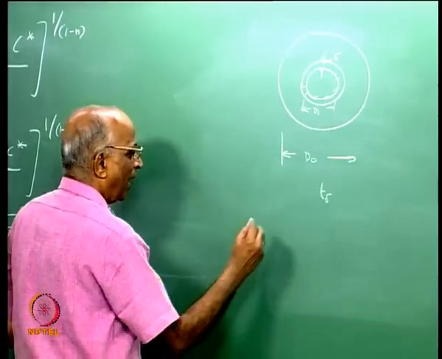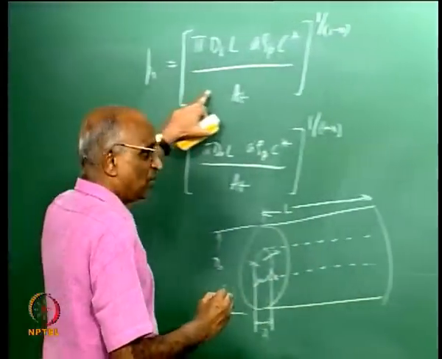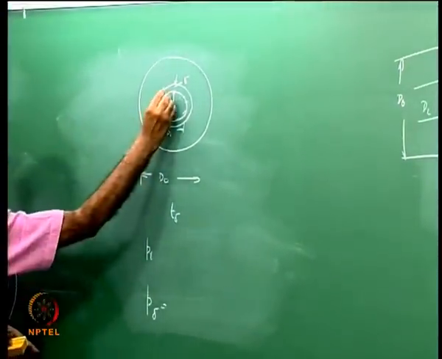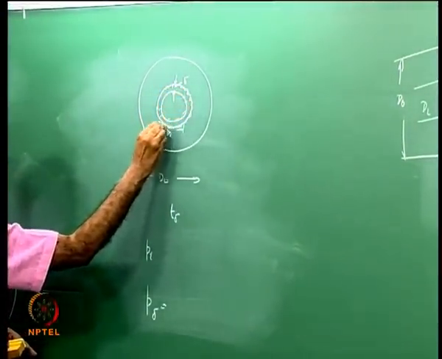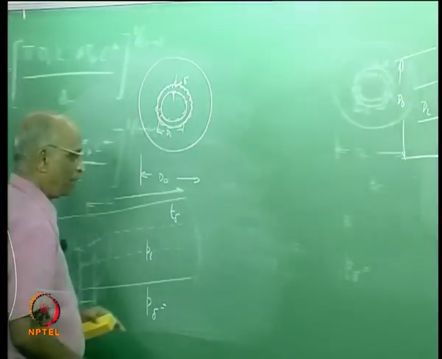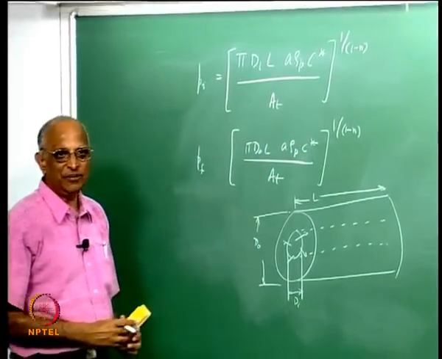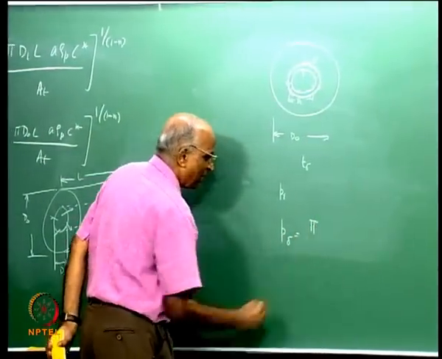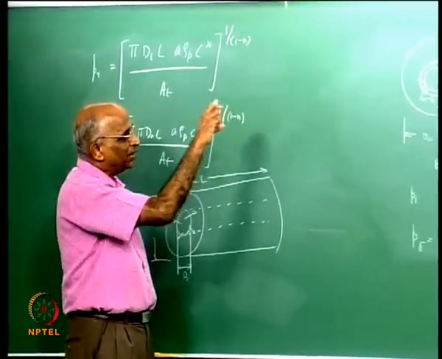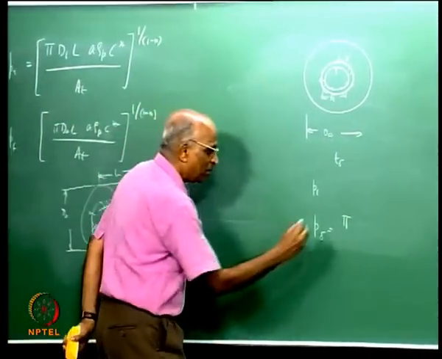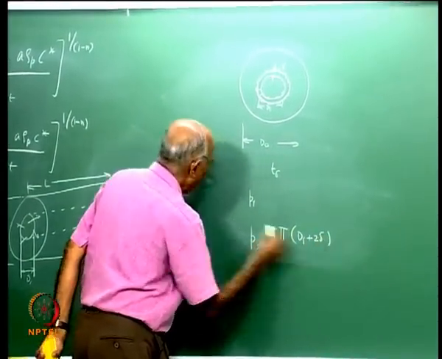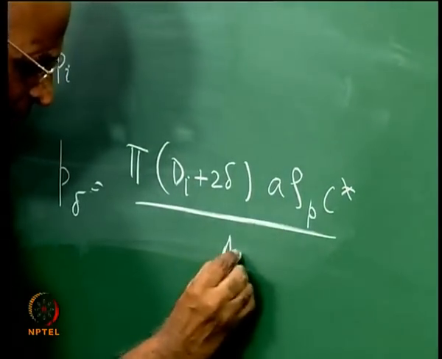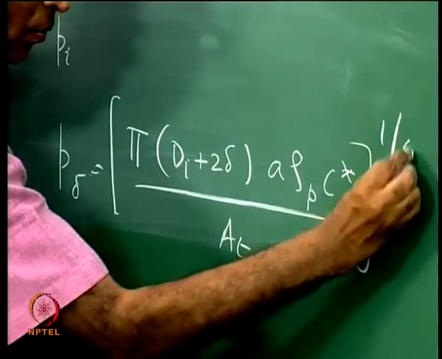And how do I do it? Well, I know that the pressure to begin with, Pi, is this value. What is the pressure at the end? Instead of Pi, what is the value when the grain has started burning from inside and has come to this level? What is the value of P delta? I want to use this equation and write it. Can you tell me? Well, I say Pi. What is the value of D when the thickness burnt is delta? Yes, Di plus 2 delta, into, I carry these things, others are all constant, A the burn rate constant, rho p C star divided by throat area, to the power 1 by 1 minus n.